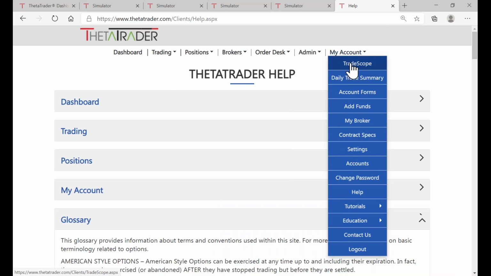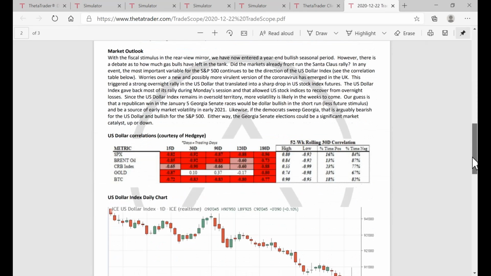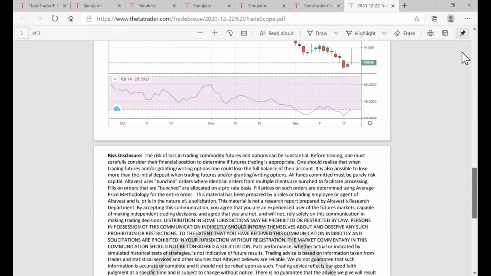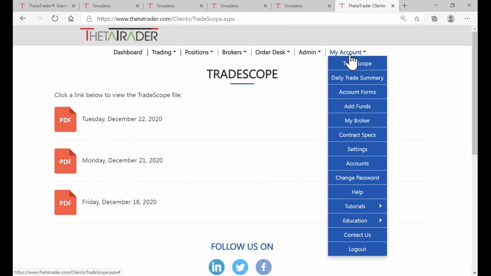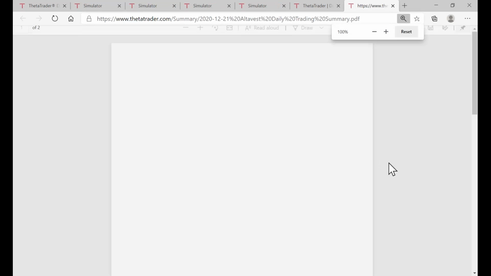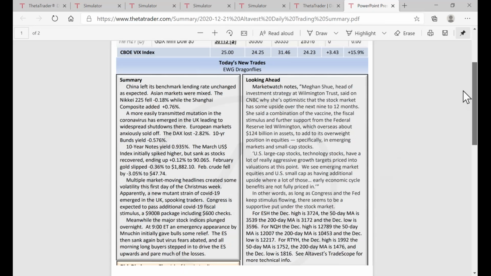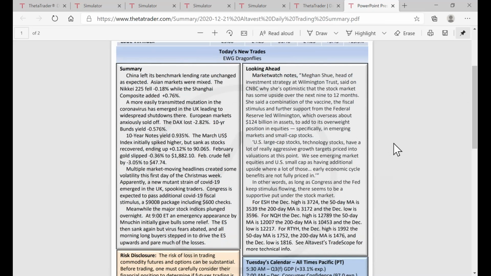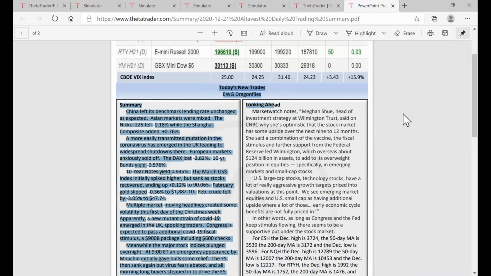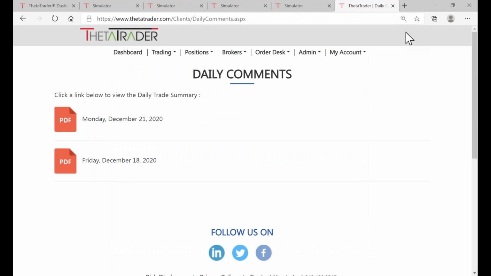And then we have proprietary research. We do our daily research here called TradeScope. It's our daily analysis, primarily on the stock indices and also on the daily trading summary. It's a narrative of all the trading activity that's occurred in Europe and Asia and what to look for moving ahead. And you can see any of the trading activity, we did some dragonflies the other day, and the economic calendar. So that's all available as a user of Theta Trader.